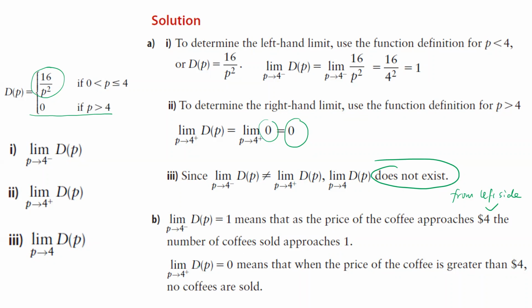On the other hand, the limit of the function D(p) as p approaches 4 from the right side equals 0 means that when the price of the coffee is greater than 4, no matter how close p approaches 4 from the right side, no coffees are sold. You understand? Any questions?